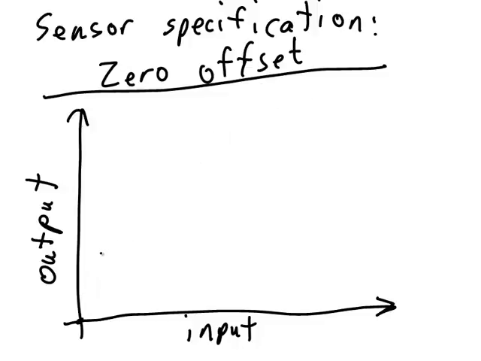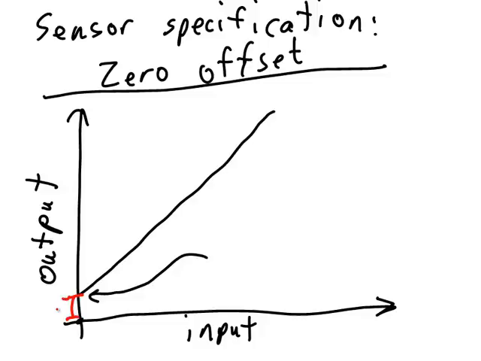On the other hand, our sensor response curve might look like this. In this case, the sensor response curve does not intersect the origin. This distance, the point on the output axis where the sensor response curve intersects, that is the zero offset. If the zero offset changes over time, that would be zero drift.